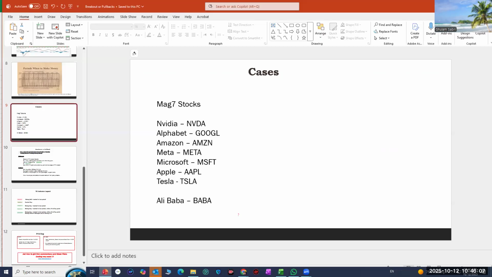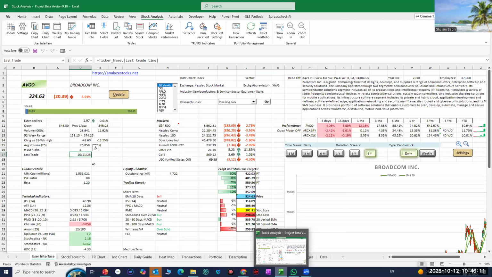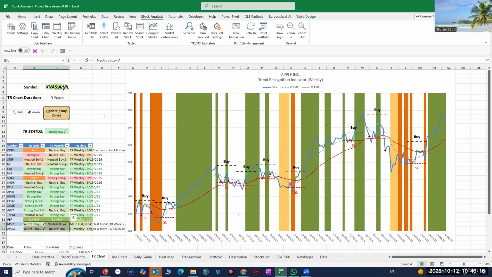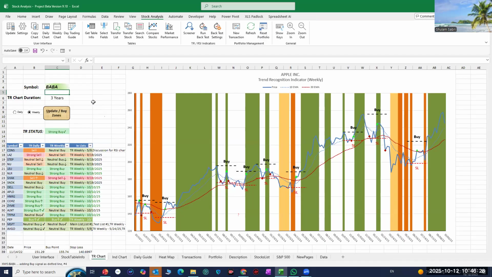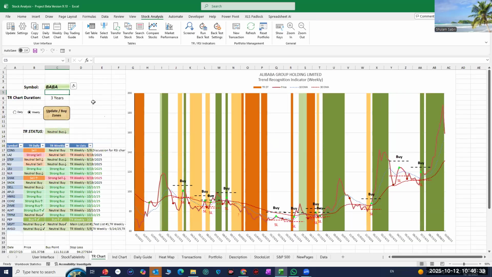Coming back to this presentation, let's see Alibaba. We are not going to check all the stocks, but let's see what Alibaba's TR chart says for 3 years, maybe weekly or daily, whatever. Let's change it to BABA and press this update button and see what BABA says. It's going back for 3 years, and here it is.